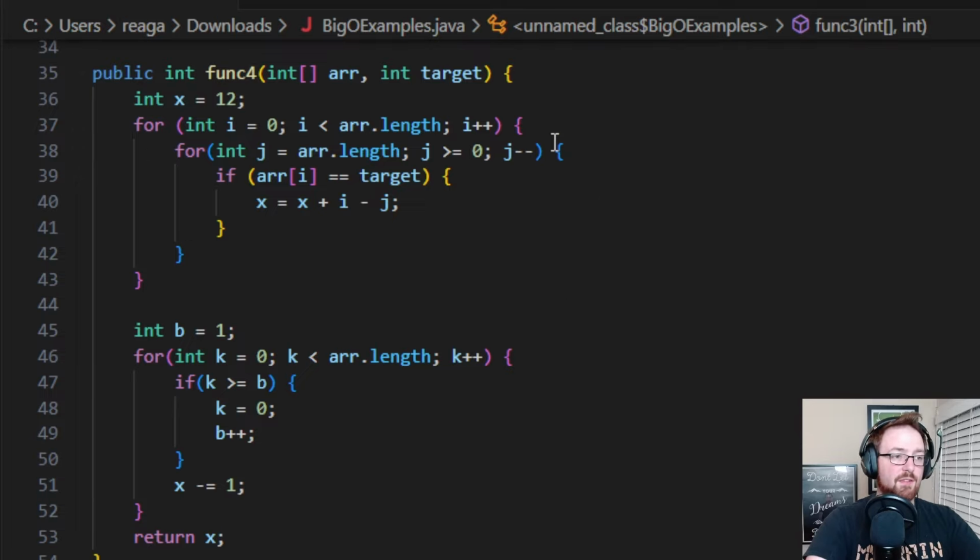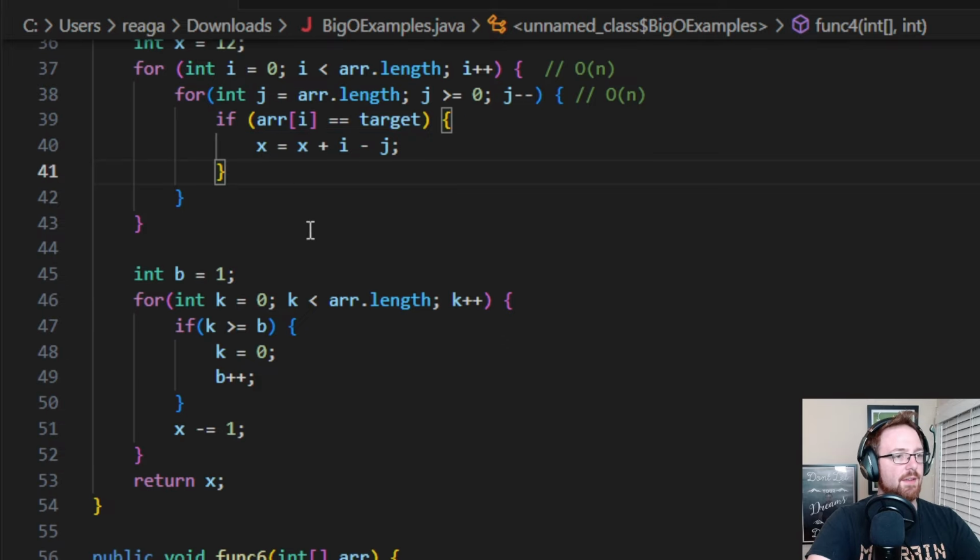So this one's big enough. Let's just go through them one by one. So first, we've got big O of n, because it's going start to finish one by one. Then inside of that, we've got big O of n, because it's going finish to start one by one. Then we've got our lookup here that's just a big O of 1. This is just a big O of 1 because it's just math. And then we come down here. And this is big O of n.